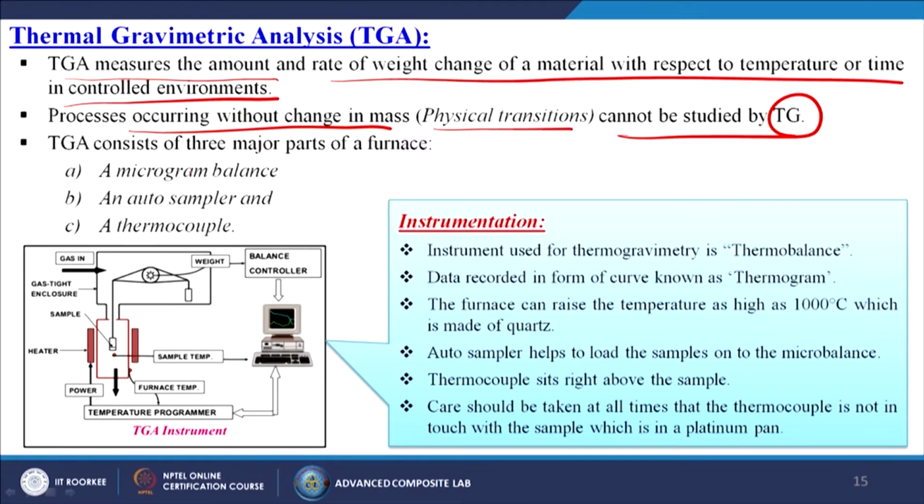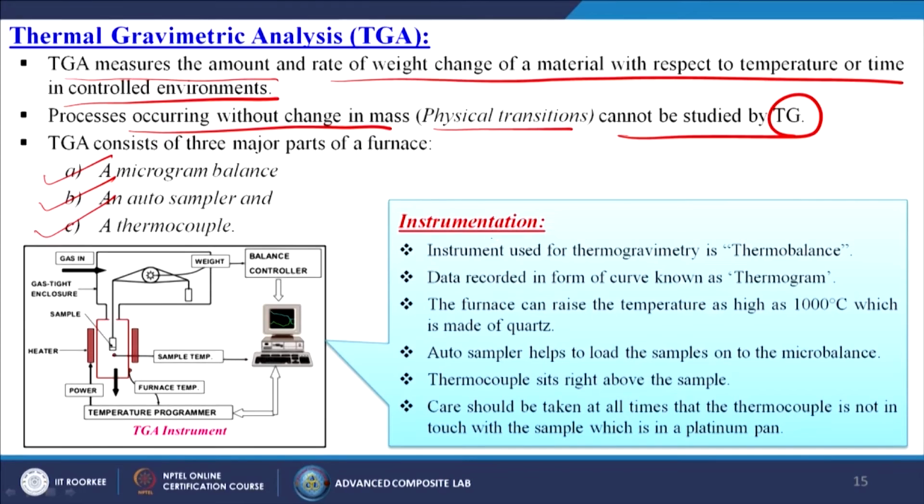TGA consists of three major parts of the furnace. The first is called a microgram balance, the second an autosampler, and the third a thermocouple. The instrumentation looks like this. Generally we have a heater and we put our samples in, then we heat the samples from a minimum to a maximum temperature with a constant heating rate, or sometimes a rapid heating rate, or sometimes a discontinuous heating rate.